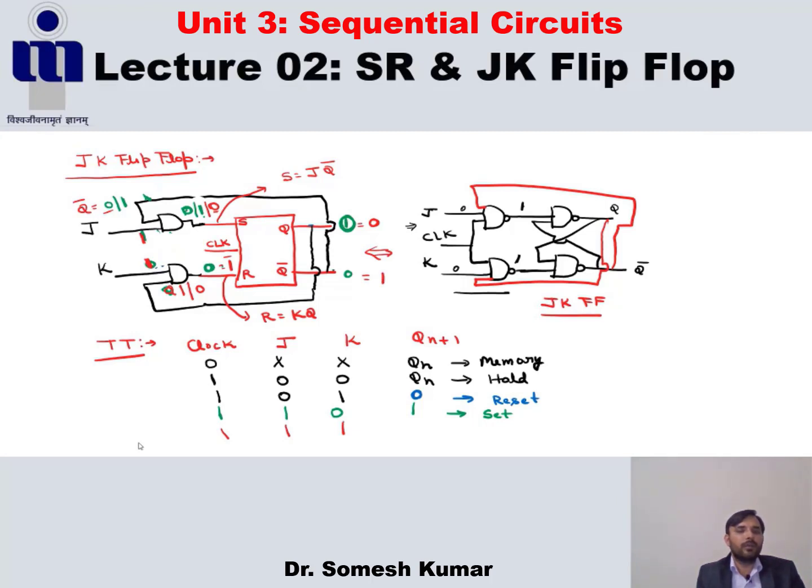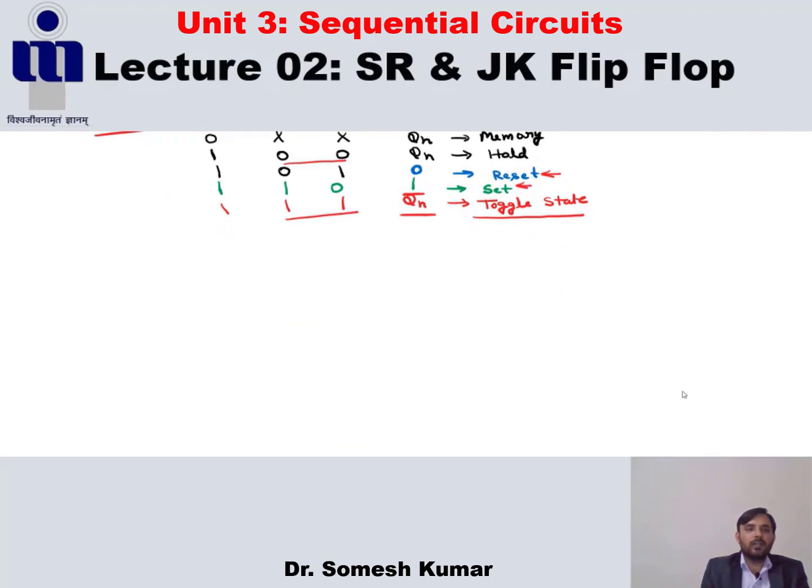In the previous state we assumed this Q is 1. So the output Qn plus 1 is the inverse of the previous state, and we call this the toggle state. In the JK flip-flop, when J and K are 0 0, that is called the hold state. When J is 0 and K is 1, the output always remains 0, that is the reset state. If J is 1 and K is 0, the output always remains 1, called the set state. If both J and K are 1 1, then the next state Qn plus 1 is the inverse of the previous state, and that is called the toggle state.